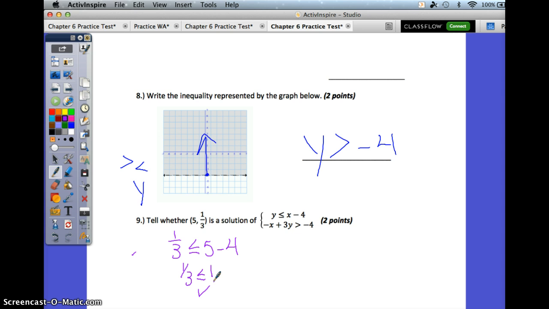When you substitute it into your second inequality, you have negative x, which is really negative 1 times x. So you have negative 1 times 5 plus 3 times 1/3 is greater than negative 4. Negative 1 times 5, you get negative 5 plus 3 times 1/3 is just 1. Is that greater than negative 4? Well, negative 4 is not greater than negative 4. So because that is false, it is not a solution.